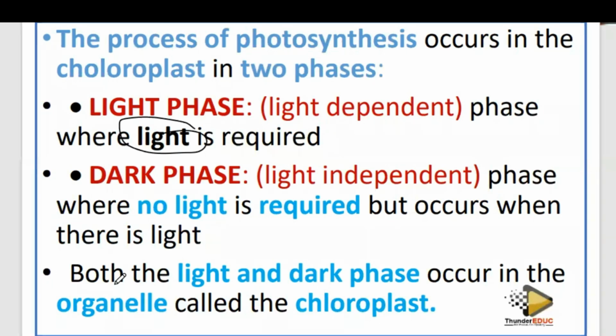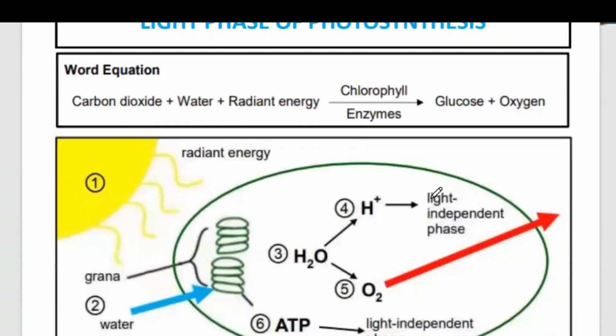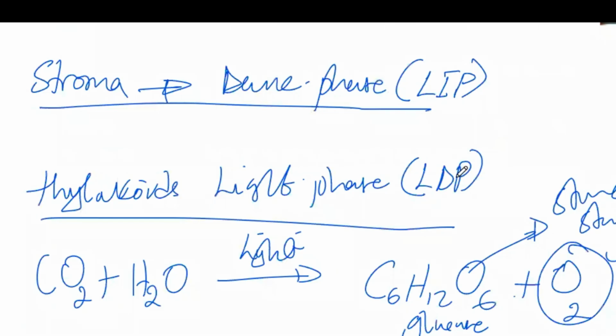So both the light phase and the dark phase occur in the organelle called the chloroplast. If they ask you where photosynthesis takes place, it takes place in the chloroplast. Where exactly? That's where we're going to look at where the light phase occurs and where the dark phase occurs. We say that the light phase occurs in the thylakoid, while the dark phase occurs in the stroma.